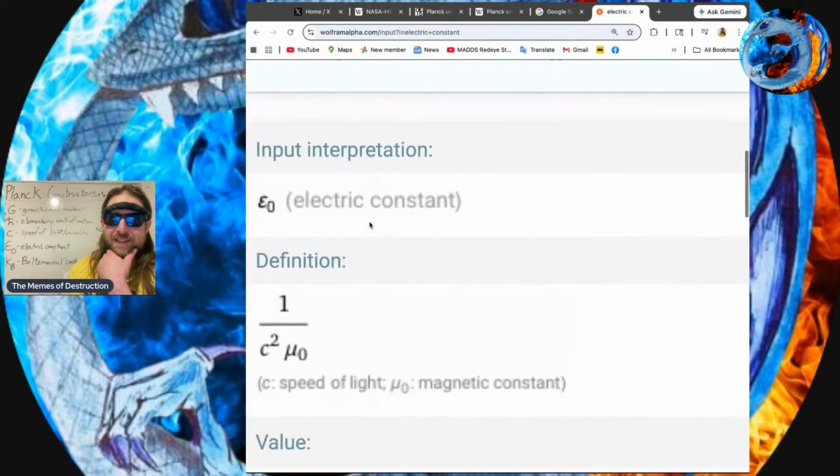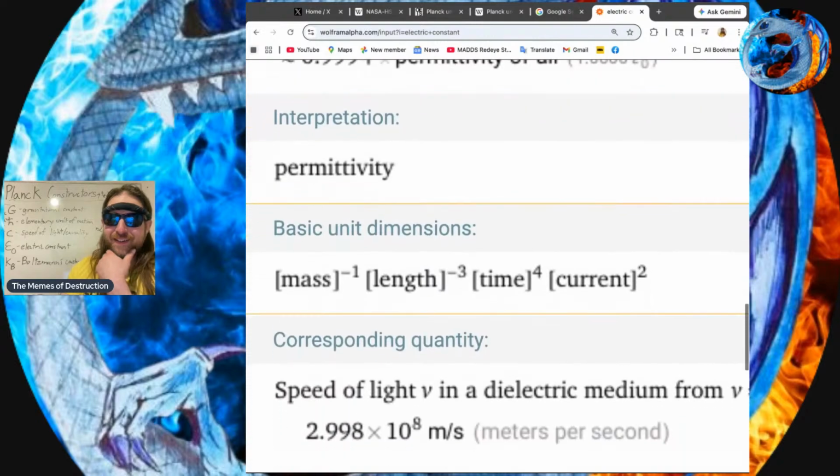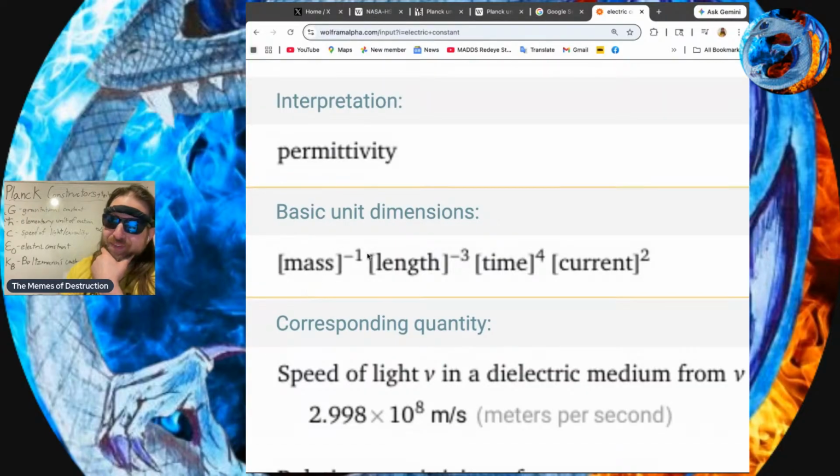So, all right, here's basically just how you can get everything. The electric permittivity of space. Oh, that's interesting. If you notice here, we have time and current. So time times current is charge. So this is going to be units of charge and then time.